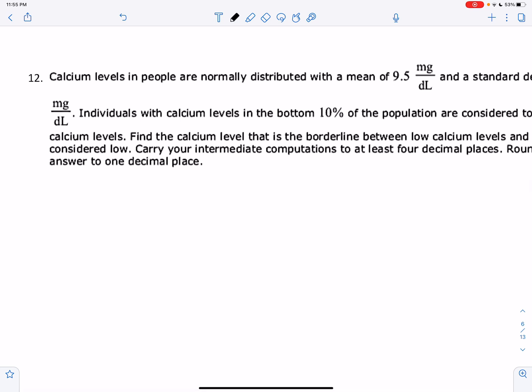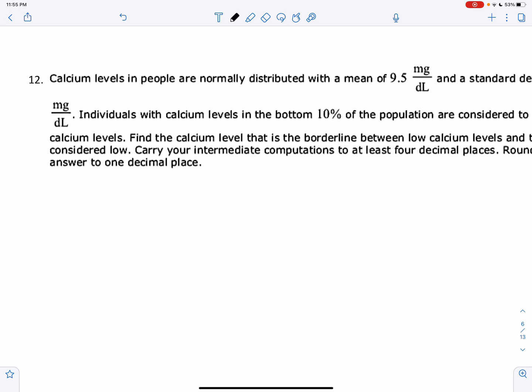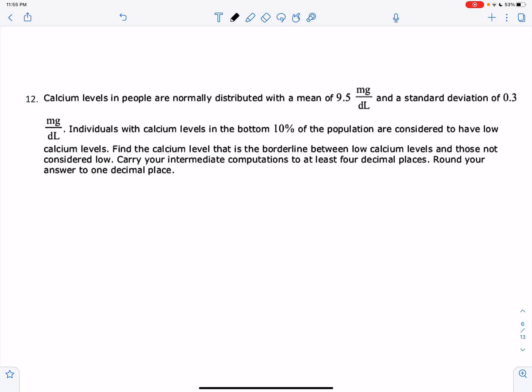Calcium levels in people are normally distributed. Yay. That means I get to use the standard normal curve with a mean of 9.5 milligrams per dL and a standard deviation of 0.3. Now, individuals' calcium levels in the bottom 10% of the population are considered to have low calcium levels. Find the calcium level that is the borderline between the low calcium levels and not considered low. Carry intermediate computations to at least 4 decimal places. That means don't round more aggressively in the middle of your work. But then it says round your final answer to 1 decimal place. Okay, so no rounding down to 1 place until you're at the very end.